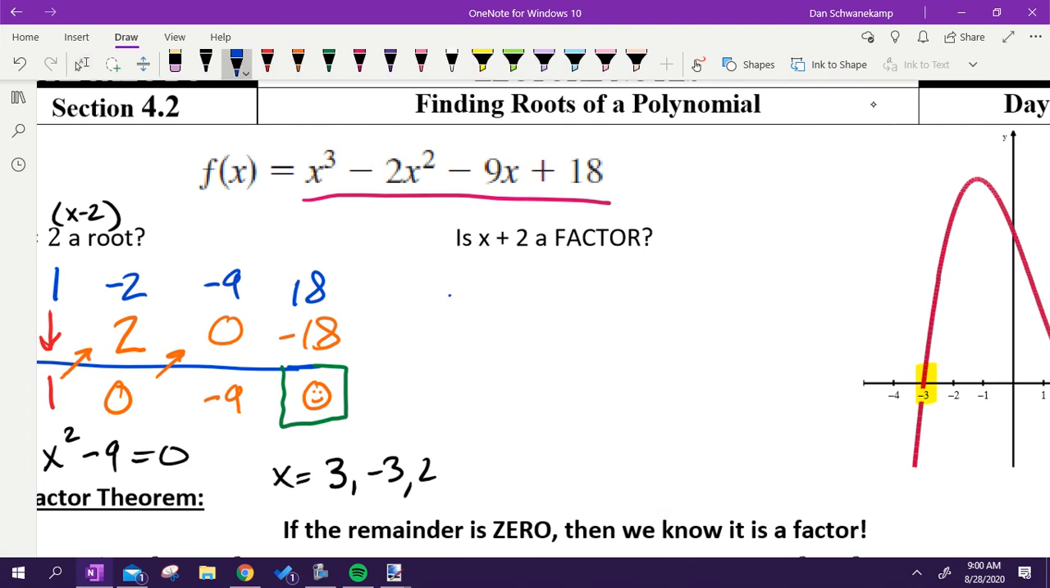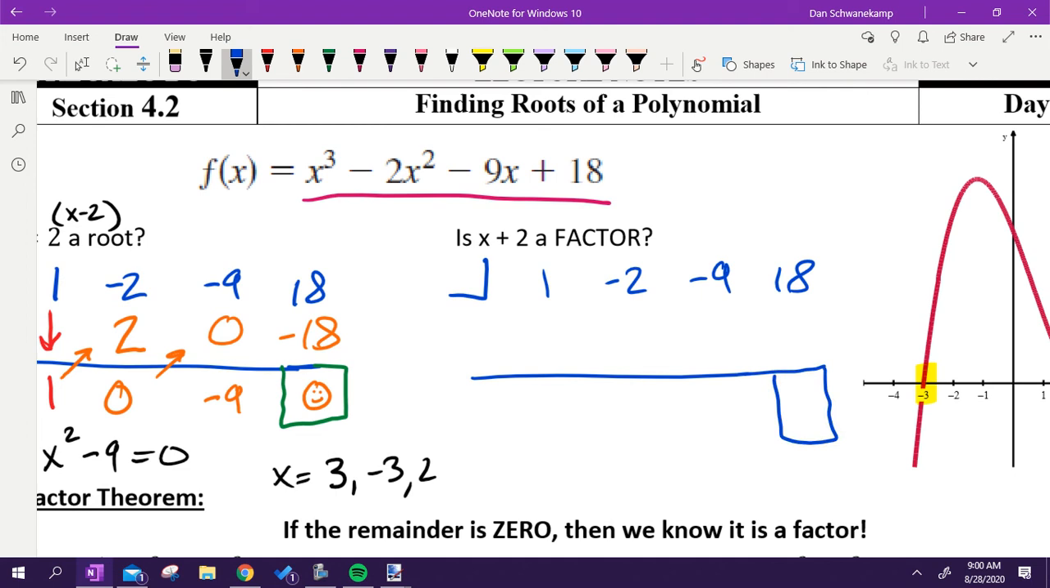Let's try it again. So now we're deciding, is x plus 2 a factor? So we've got 1, -2, -9, 18. Those are my leading coefficients. If I wanted to decide if x plus 2 is a factor, what number should go in the box? -2. Because if x plus 2 is a factor, I'm really deciding if -2 is 0. Okay, because you got to set it equal to 0 and solve. Okay, so we're doing synthetic division.